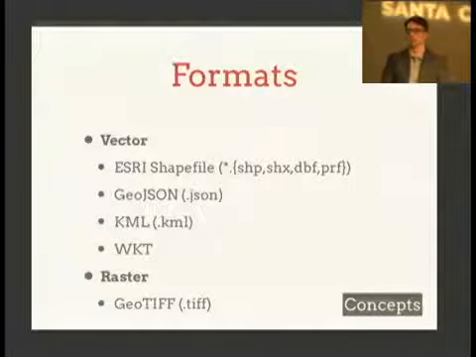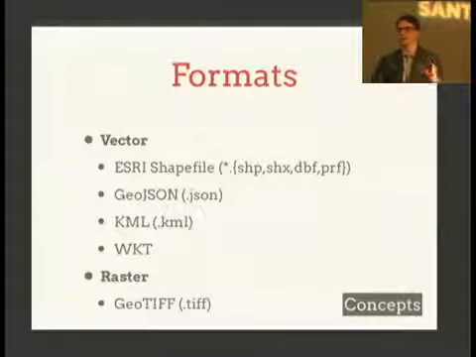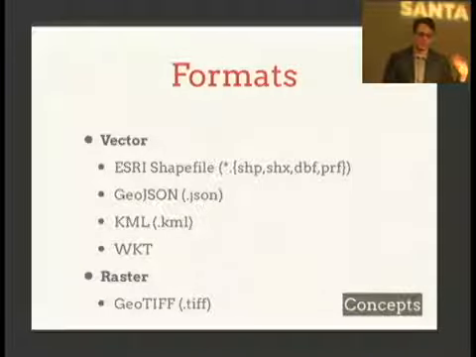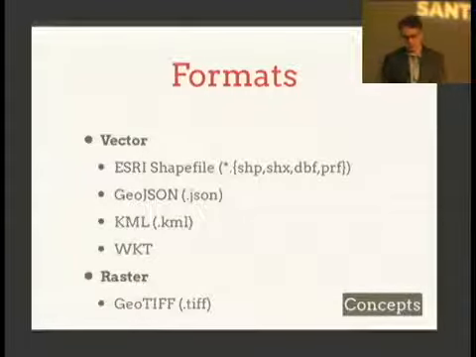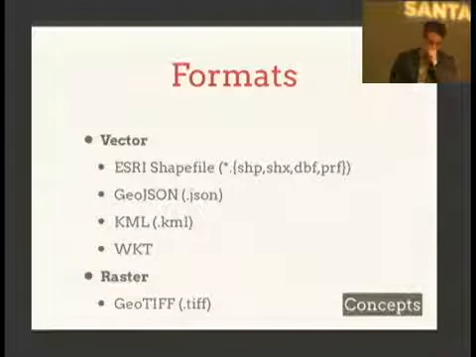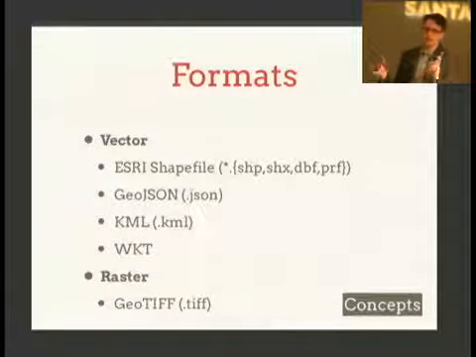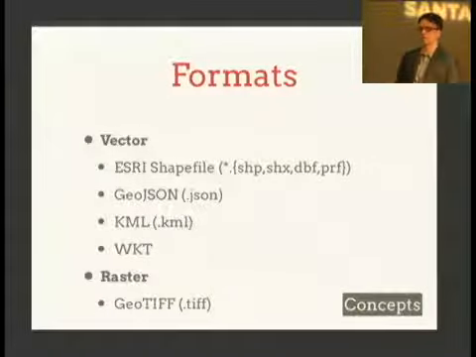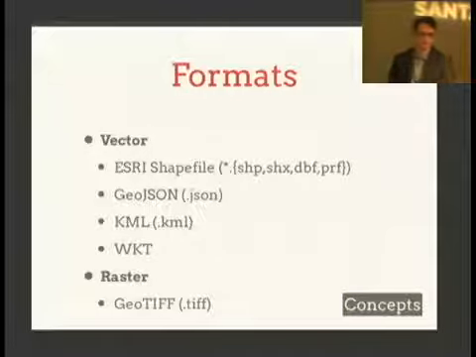GeoJSON is an extension of the JSON format that basically brings it into the world of features. So you have attribute data and you have geometric data. KML is, I think, familiar to a lot of people who work with Google Maps. It's a dialect or a version of XML. Real quick, WKT stands for well-known text, and it's a simple, human-readable serialization of points, lines, and polygons that you'll often see when you're working with this data.